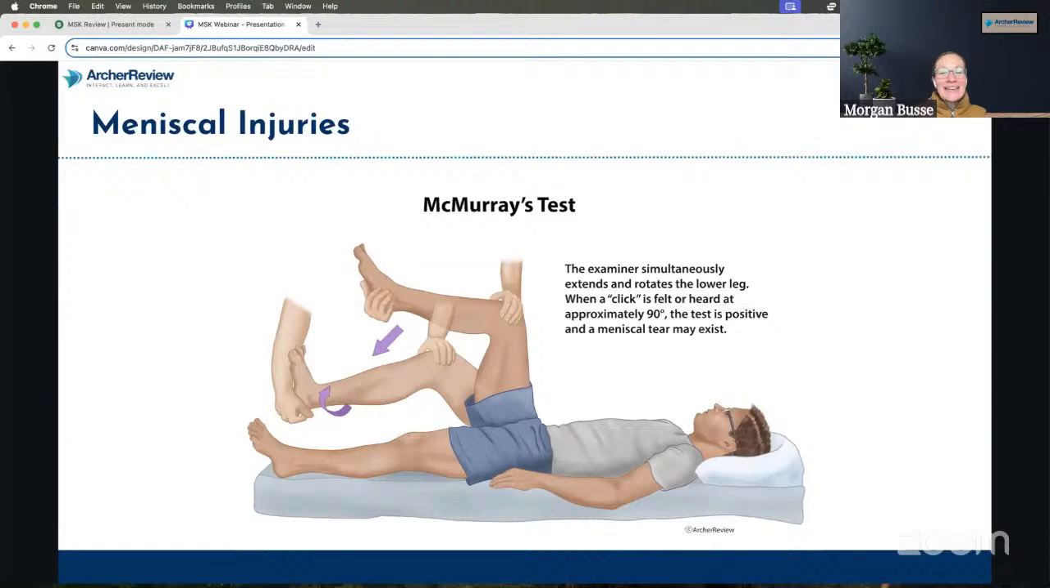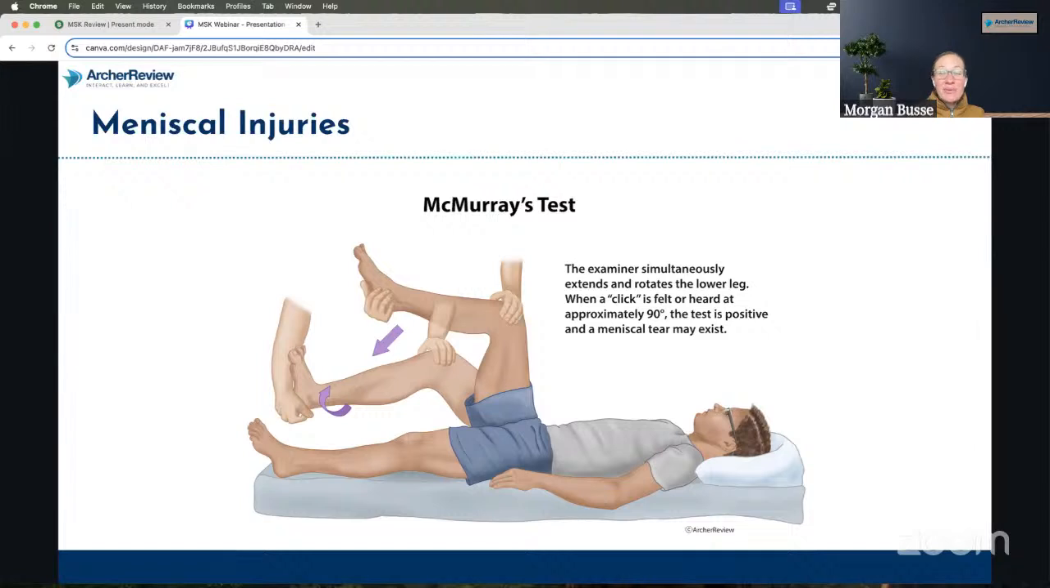Okay, so they're not 100%, right? If we get these positive tests, it doesn't mean that there is actually a tear there, but it gives us information that maybe we should do something else. The next step, oftentimes, is going to be ordering imaging and maybe physical therapy, depending on what your insurance is.